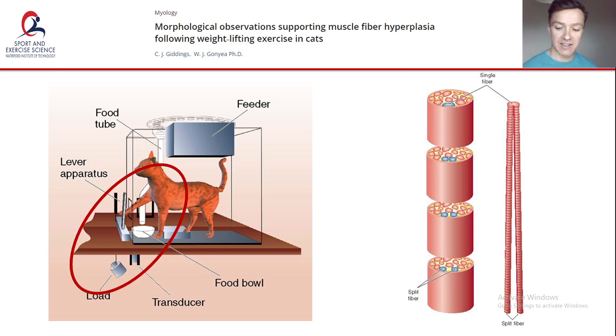It did say that this was from a form of ballistic training, which is not normal resistance training. The cat had to use a flicking type of movement, not the more slow and controlled concentric and eccentric contraction that we would normally do. But this is one of the first papers that was put forward to suggest that hyperplasia, the increase in the individual number of muscle fibers, can occur in skeletal muscle.